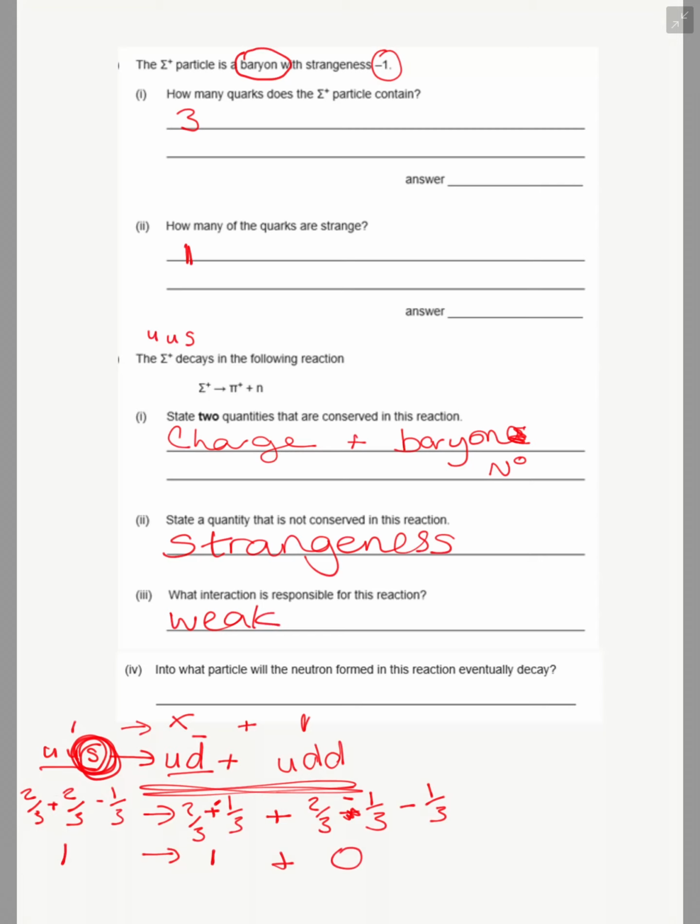So into what particle will the neutron decay? So what does everything eventually end up as? If it's a baryon, it will end up as a proton.